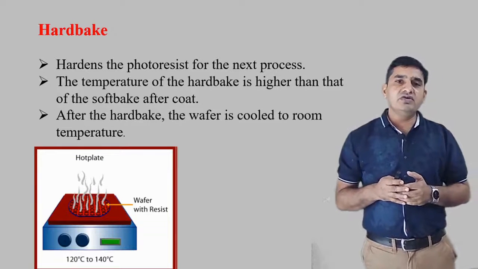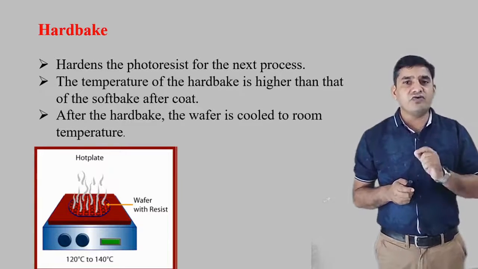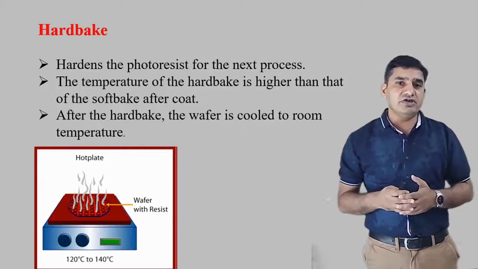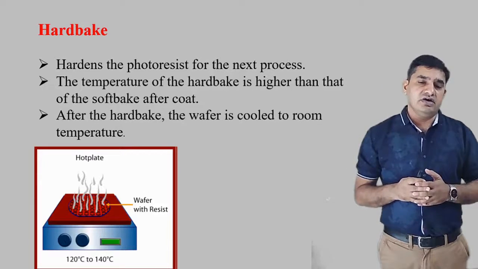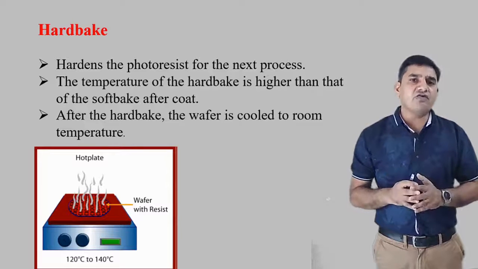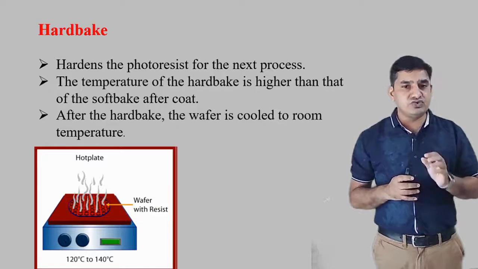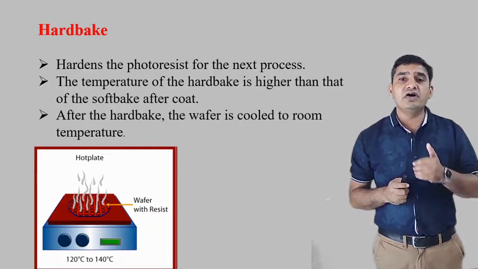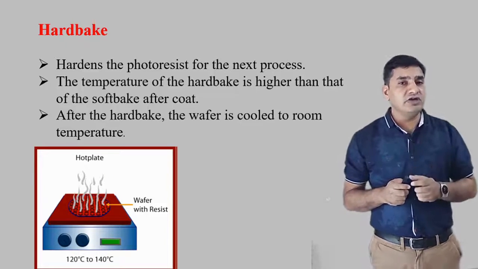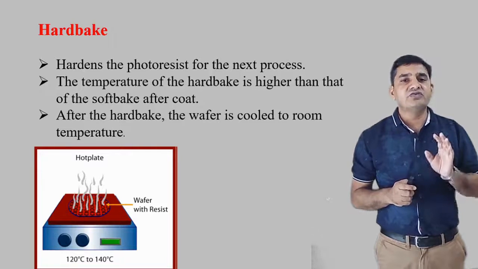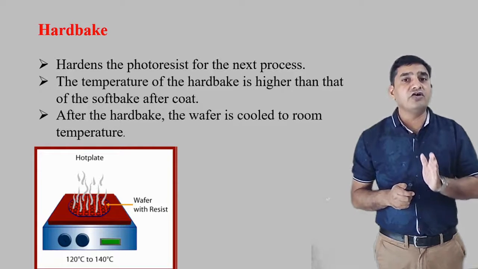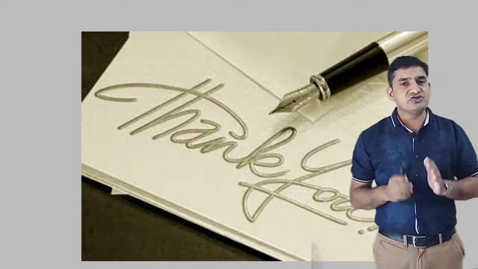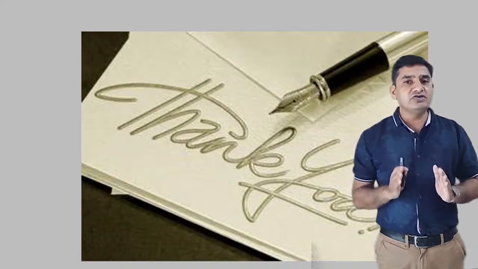Here the hard bake is carried out, hardening the photoresist for the next process. The temperature of the hard bake is higher than that of the soft bake after coating. The temperature of the hard bake is about 120 degrees Celsius to 140 degrees Celsius, and after the hard bake the wafer is cooled to room temperature. So in this lecture we discussed the formation of a photoresist pattern in the photolithography process. Very simple process, the photolithography process.